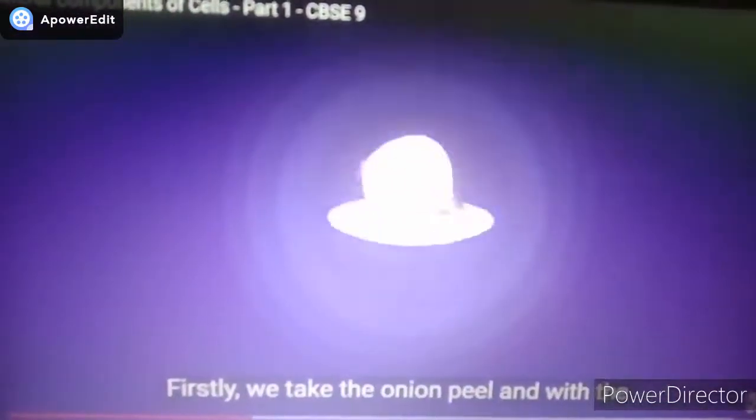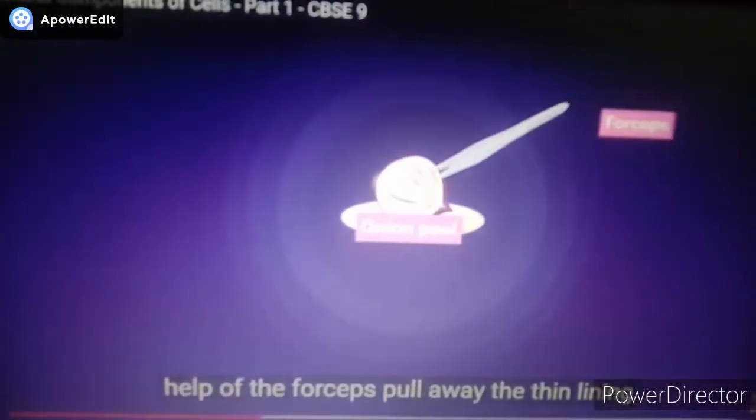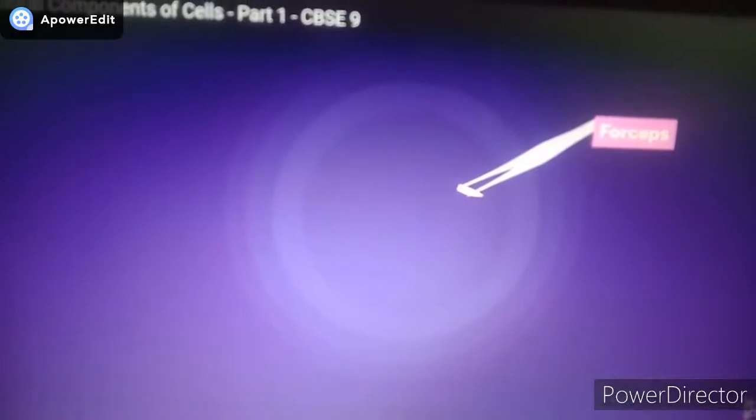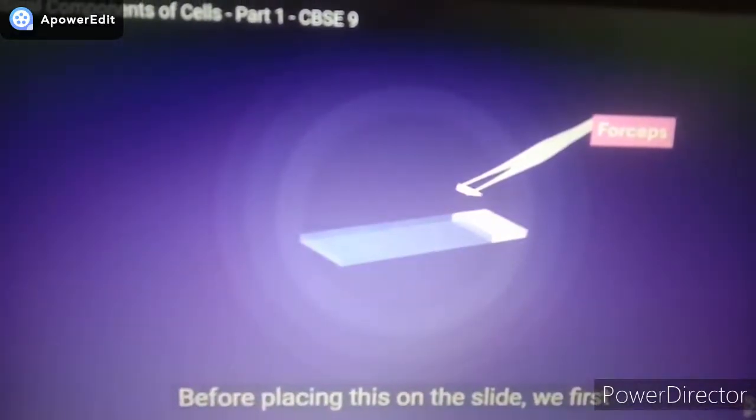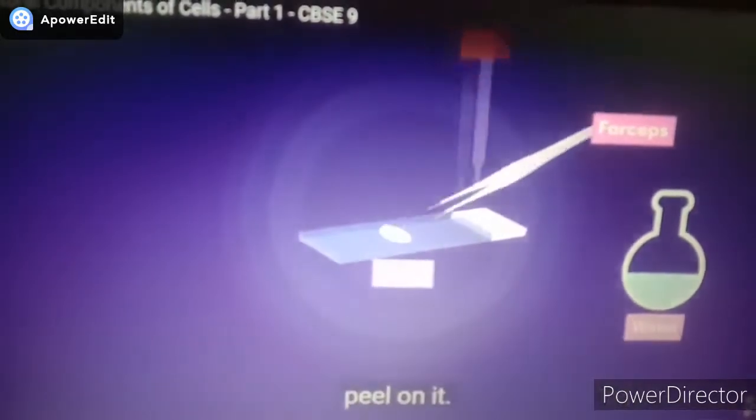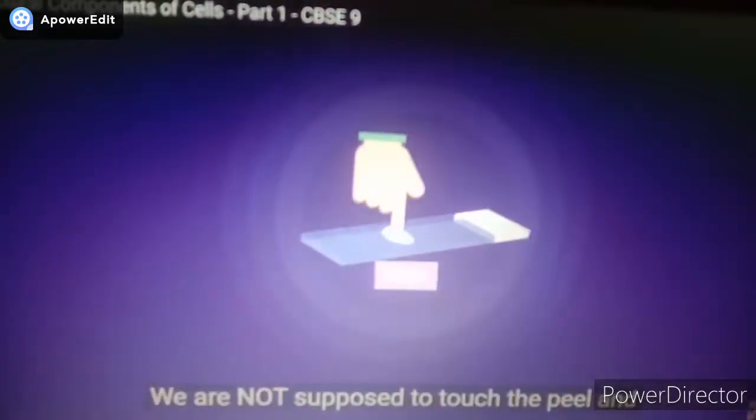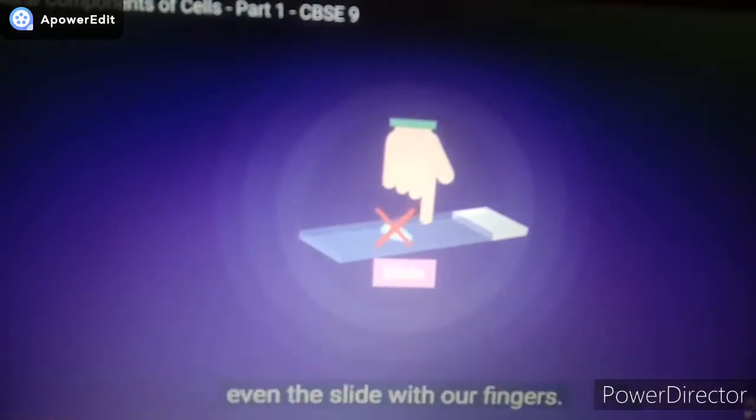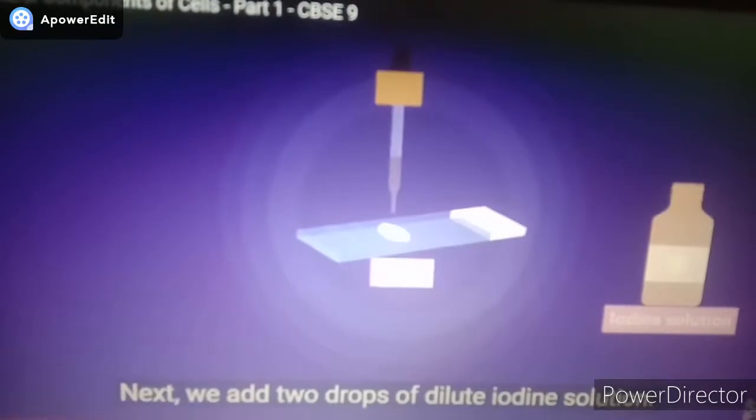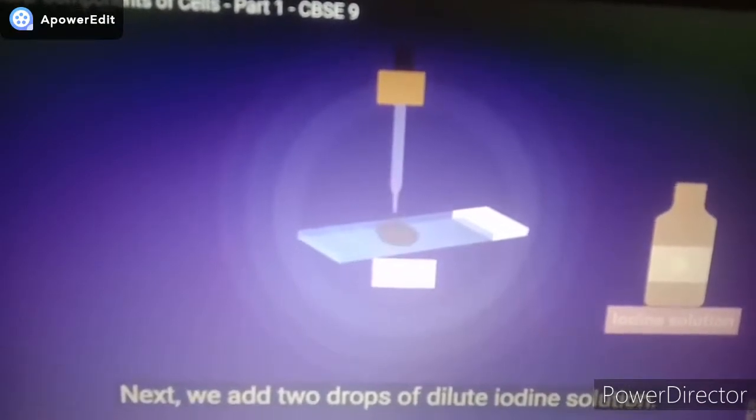cells under a microscope. Firstly, we have to take the onion peel with the help of forceps. Pull away the lining off the inner surface. Then, before placing it on the slide, we first add a drop of water on it. Place the peel on it. We are not supposed to touch the peel, or even the slide, with our fingers. Next, we add 2 drops of dilute iodine solution.